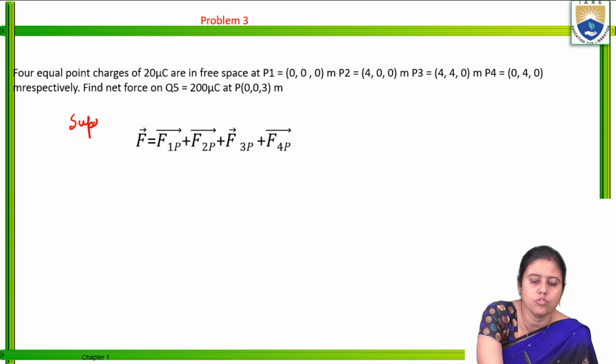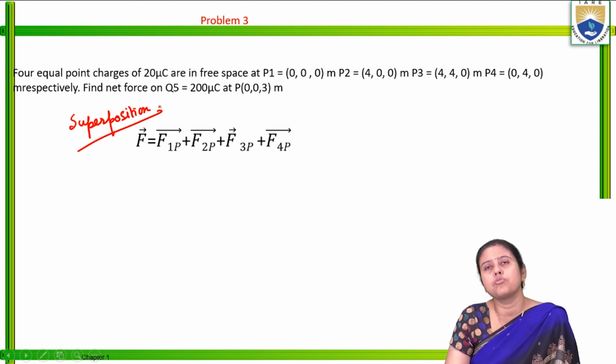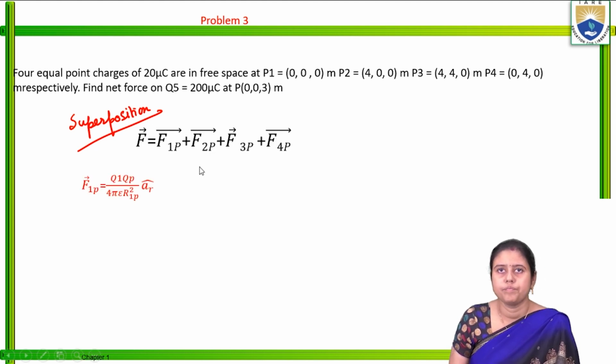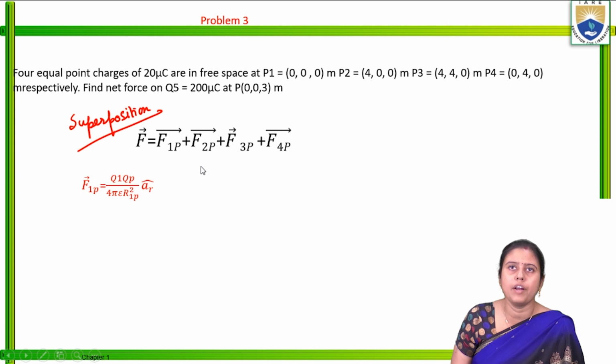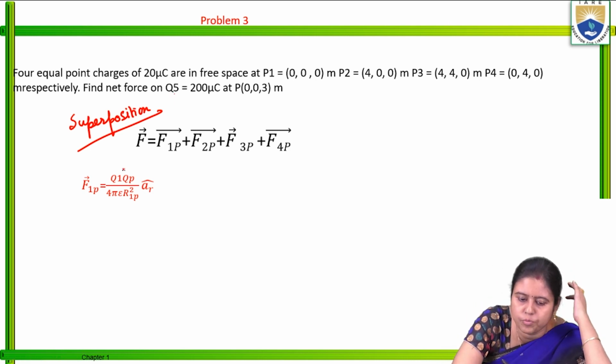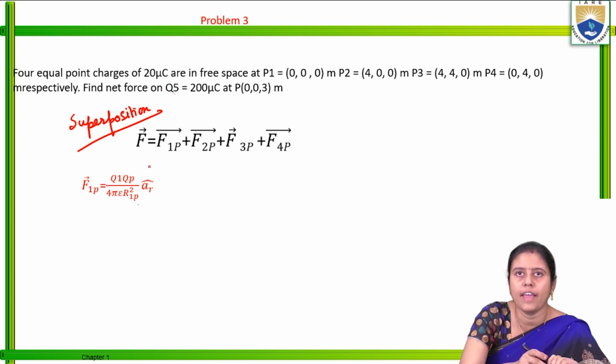We will use here the superposition theorem. And according to the superposition theorem, F is equal to F1P plus F2P plus F3P plus F4P. How to calculate the F1P? Q1 by QP, P is nothing but the Q5, by 4 pi epsilon R1P square AR.